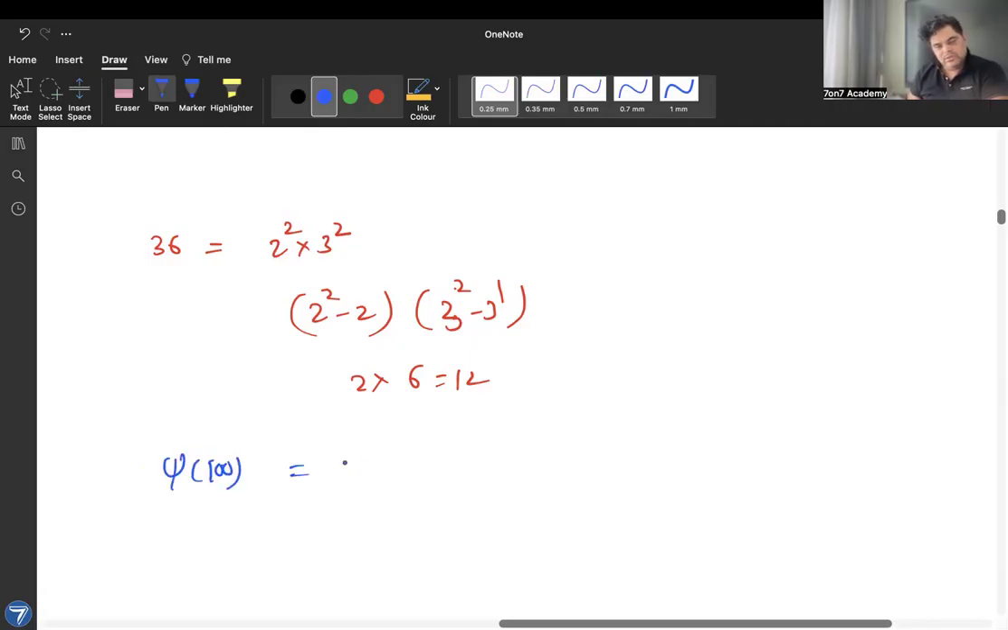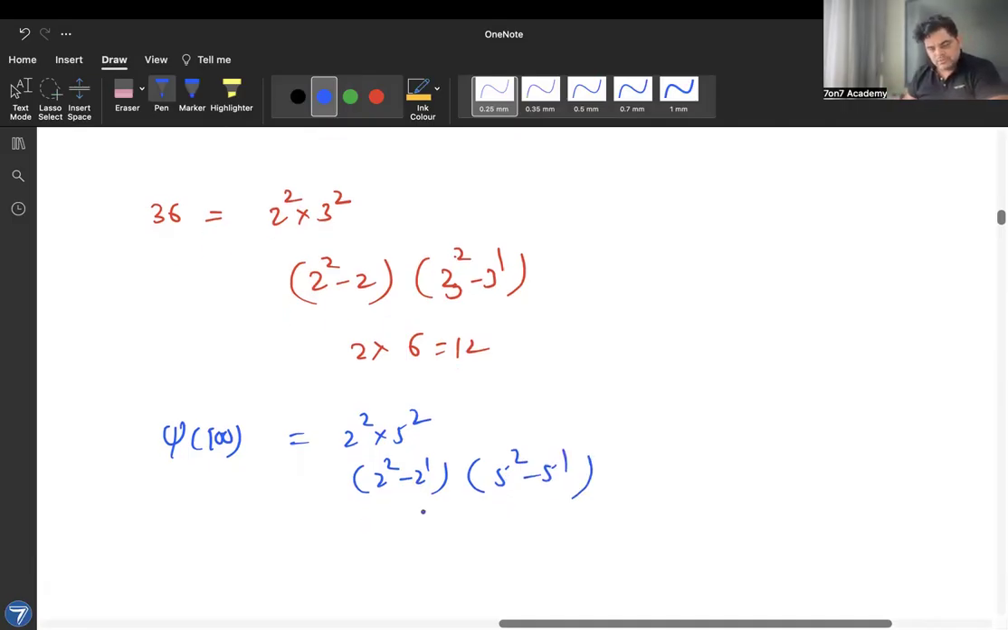If I want to calculate the Euler function of 100, then it would be 2 raised to 2, 5 raised to 2. Agree? So 2 raised to 2 minus 2 raised to 1, 5 raised to 2 minus 5 raised to 1. This value is 4 minus 2, which is 2, and 25 minus 5, which is 20. So this would give you 2, this would give you 20. So 40.